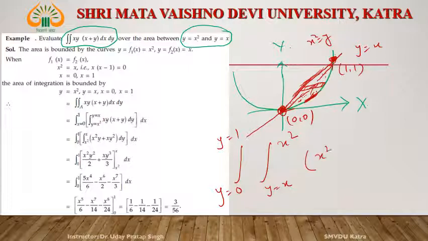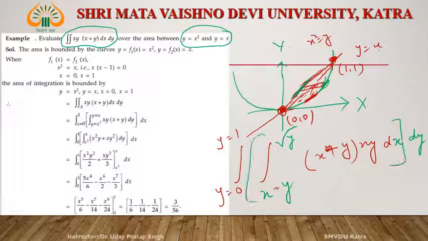Then what is this? (x plus y) into xy. No, please wait one minute. The internal limit is not correct. We have to put it in the proper form. See, the lower portion lies on this line. What is the equation of the line? y equal to x, so x equal to y, and the upper portion lies here, so x equal to square root of y. (x plus y) xy, and first we have to evaluate with respect to x and then dy.